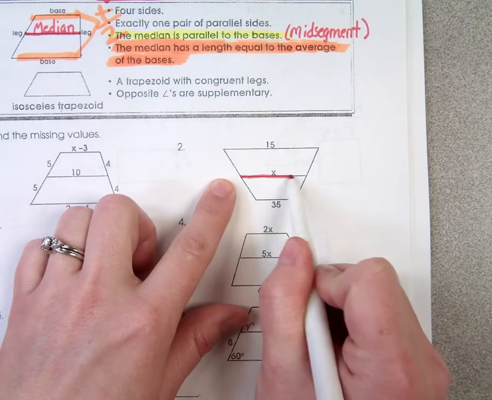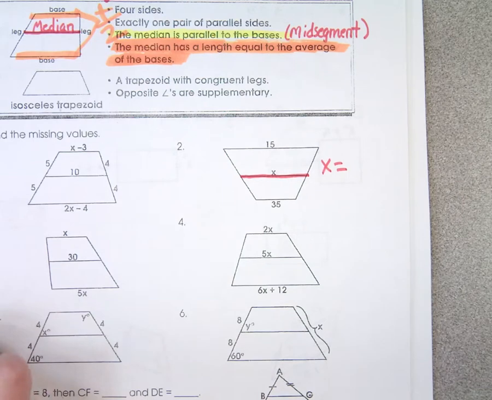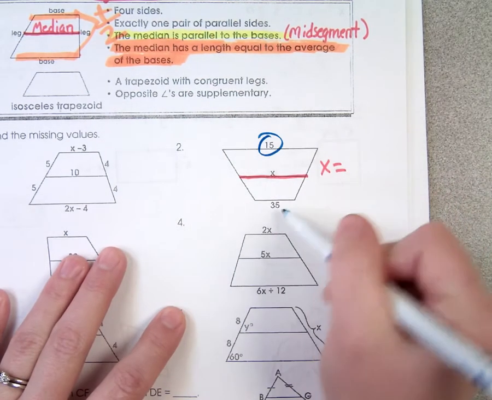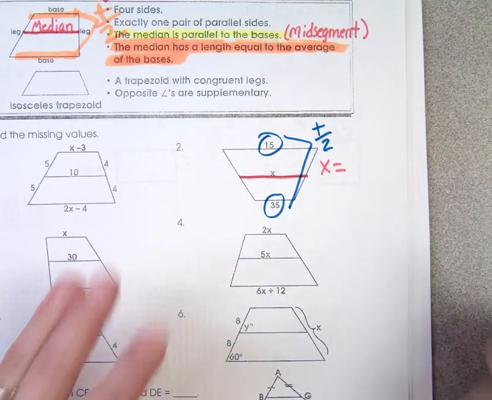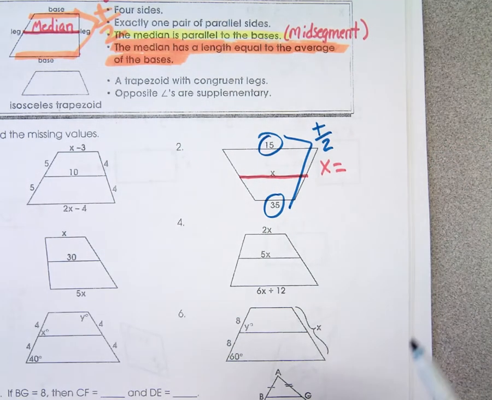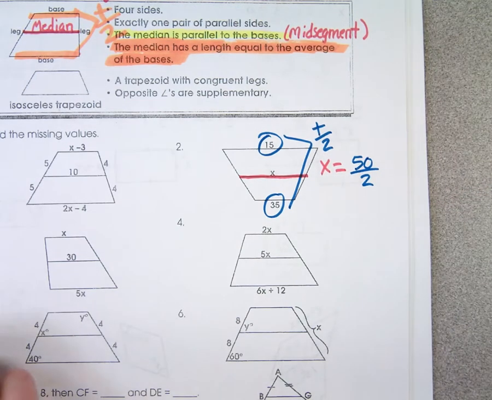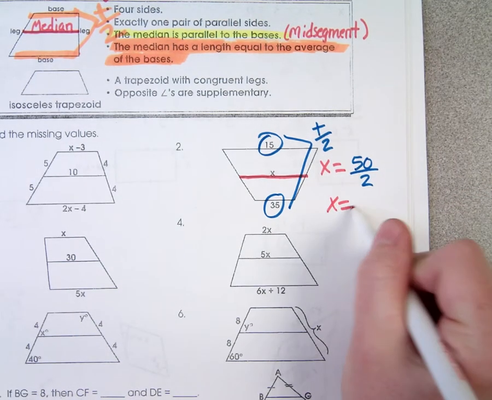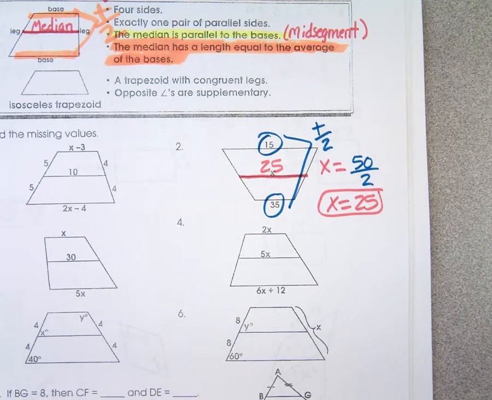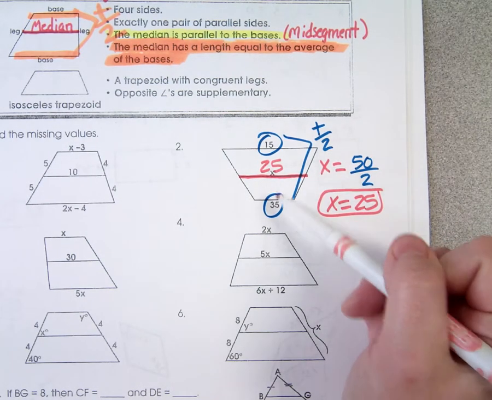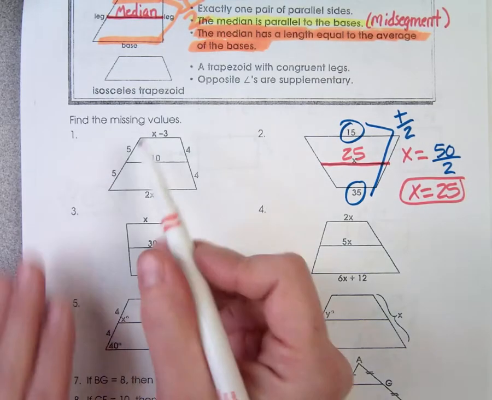This median right here, x, will equal the average of the 2 bases. So I'm going to add these 2 up, and I'm going to divide by 2. Let's add them up first. What do you get when you add them up? And then I'm going to divide by 2, and that makes x how much? 25. That one's easy to figure out. If it's the average of the 2 bases, 15, 25, 35. These other ones involve more of an equation, but they start the same.